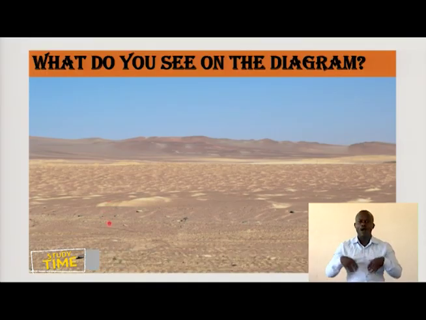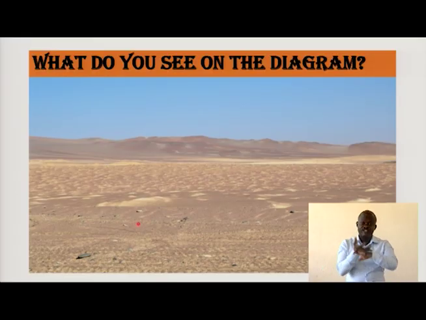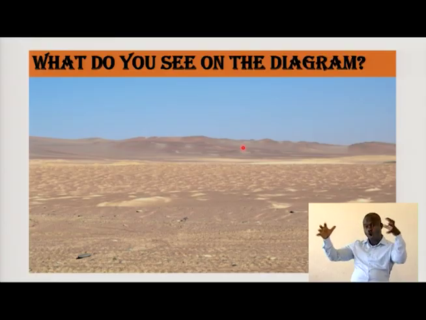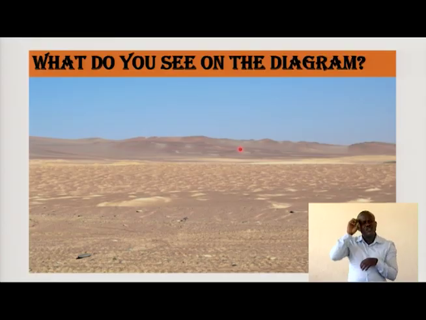Excellent. You can see stones. We can see sand. Behind we can see rocks. And my question is, what do you think this place could be? This is a desert place. You can see no plants. Animals are nowhere to be seen. This is because this place is extremely hot.